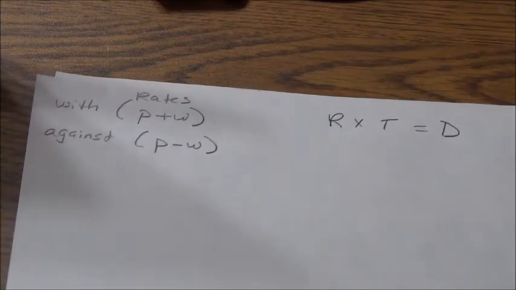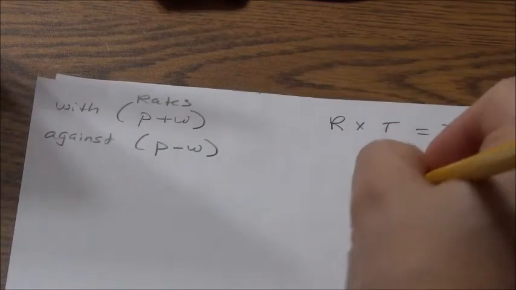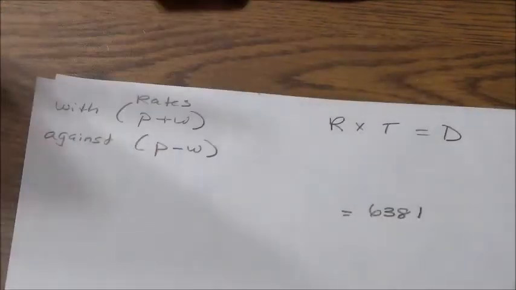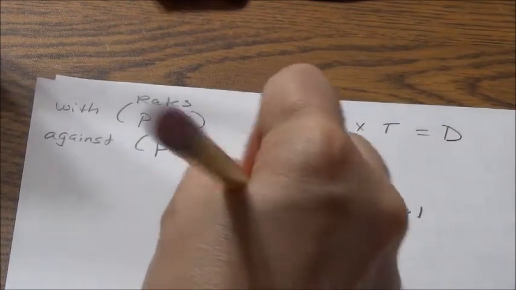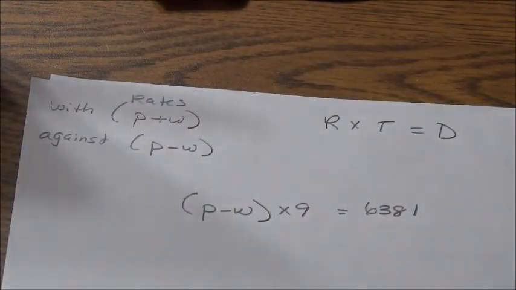And so I'm going to set up equations for each part of this, and it says an airplane travels 6,381 kilometers against the wind in 9 hours and 7,191 kilometers with the wind in the same amount of time. What is the rate of the plane in still air, and what is the rate of the wind? So the first part, the distance was 6,381 kilometers. I'm going against the wind, so against the wind was P minus W, and my time is 9 hours, and so I'm going to have times 9 there.